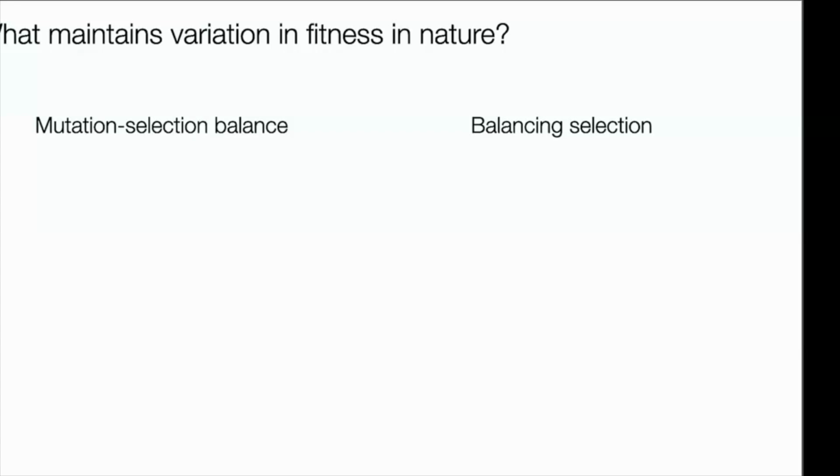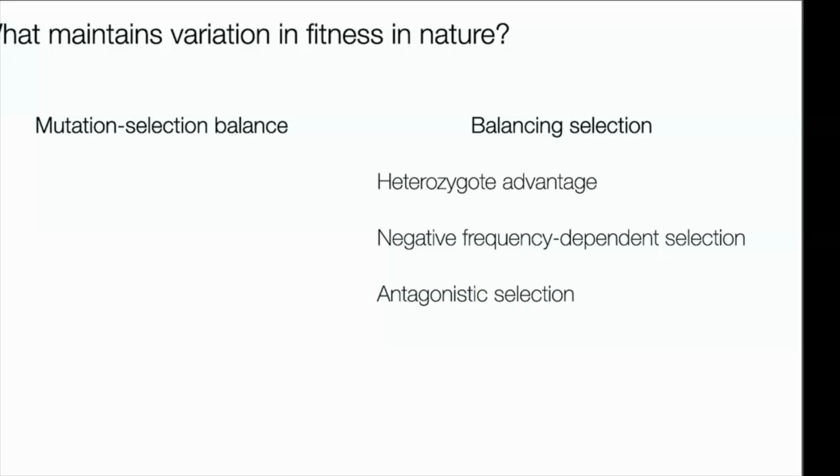Or there can be balancing selection, so genetic variation may be maintained solely by natural selection. Balancing selection can take many different forms. There could be heterozygote advantage, where individuals heterozygous at a given genotype have higher fitness than either homozygote. There could be negative frequency dependent selection operating in a population, or there can be antagonistic selection, where the same alleles have opposing fitness effects, either in different sexes or at different life stages.